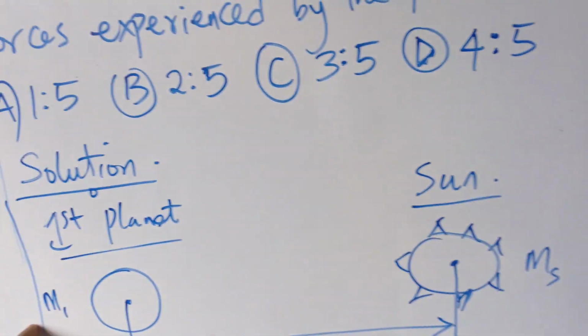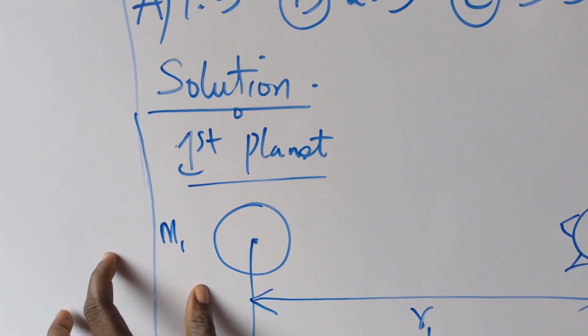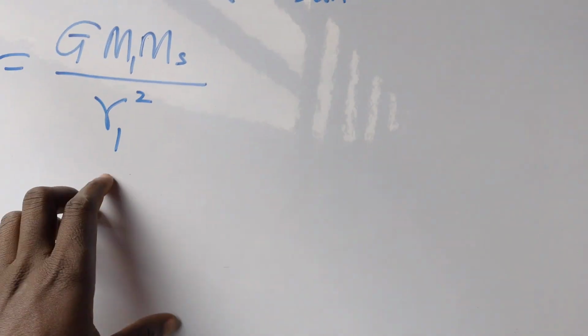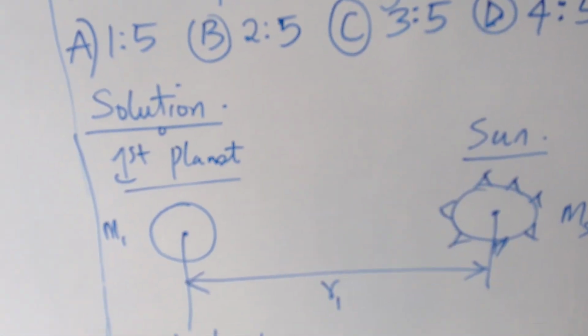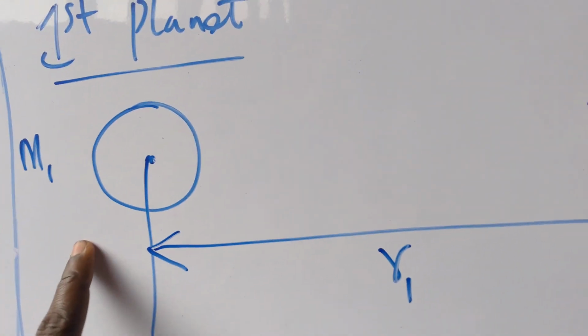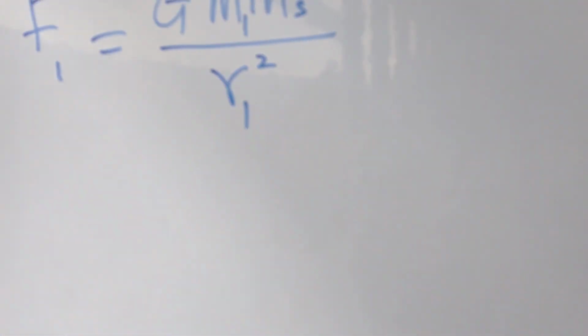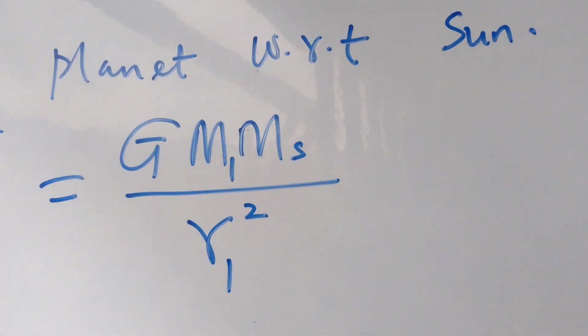Okay, so these are the two masses, the two point masses: the mass of the first planet and the mass of the sun. Their radius shows the distance apart. The distance between the first planet and the sun is r1. Now we can make the gravitational constant the subject of the formula.